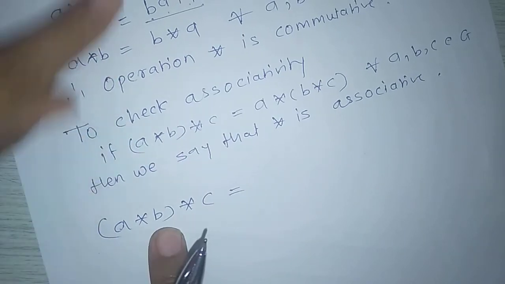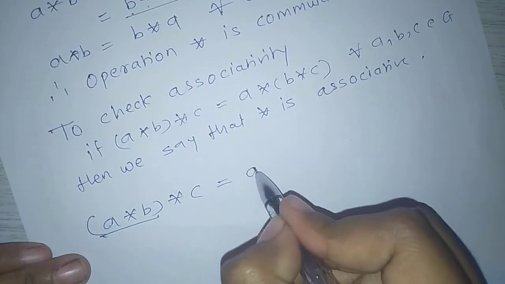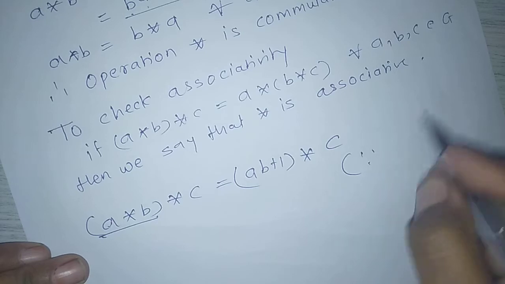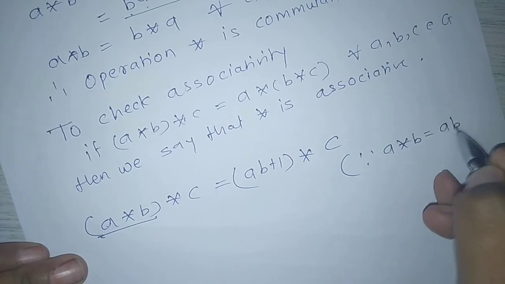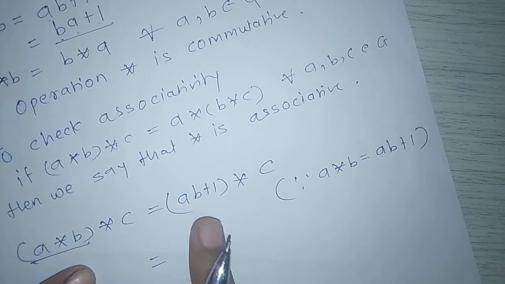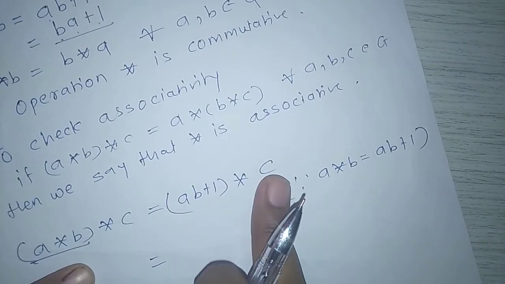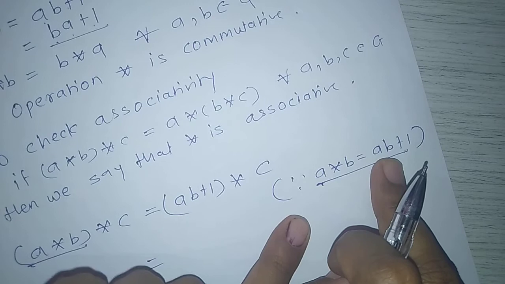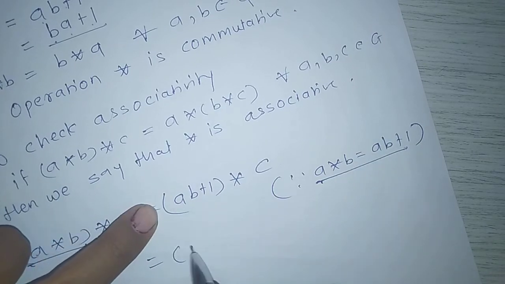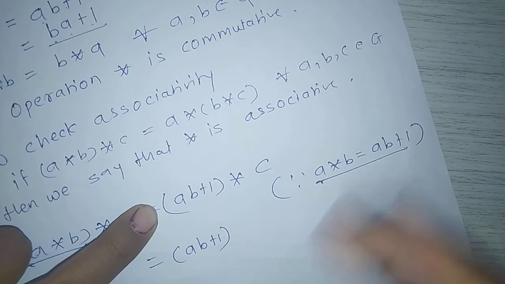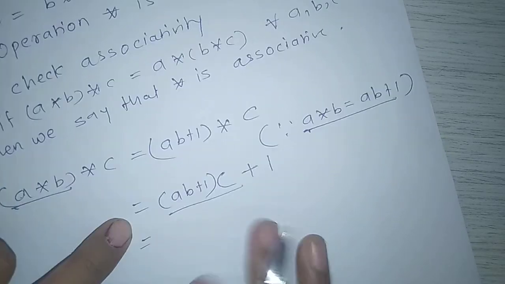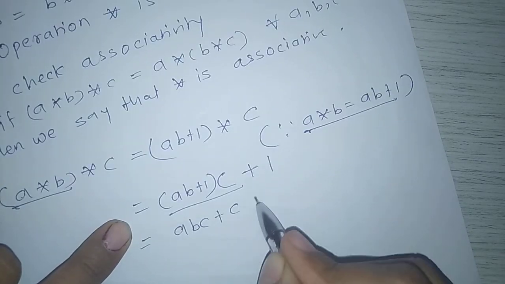A star B equal to AB plus 1. By definition, A star B equal to AB plus 1, star C as it is. Now this is considered as one element and this is the second element. In the definition, A star B equal to AB plus 1, first element into second element. Here first element AB plus 1 into second element C and then add 1. Solve this bracket, we get ABC plus C plus 1.